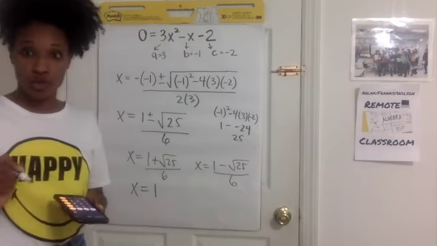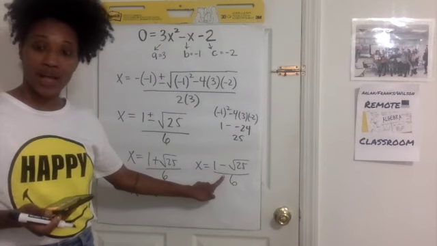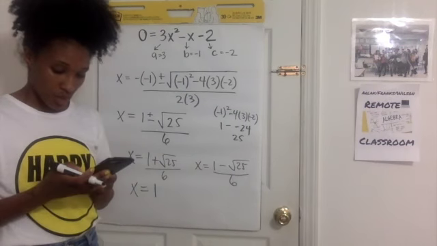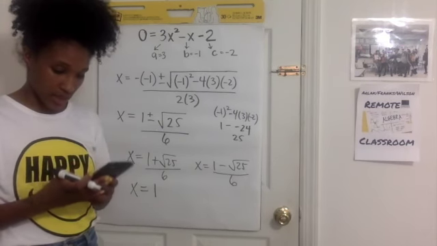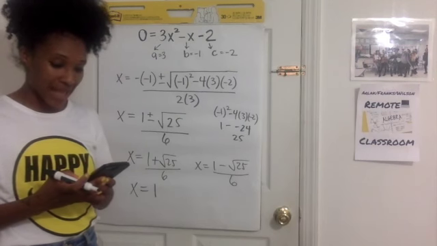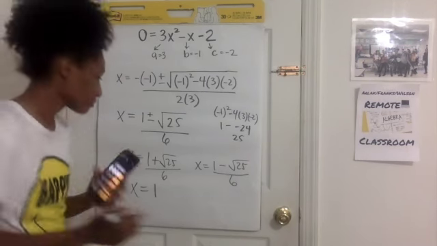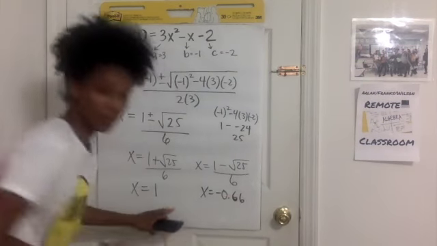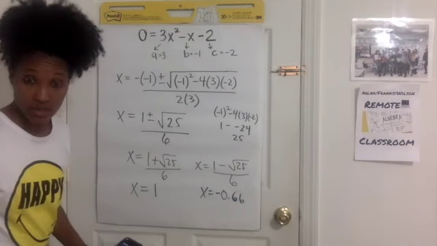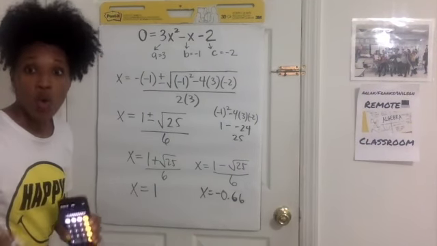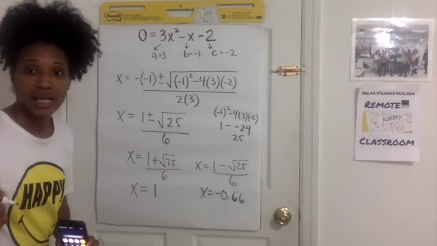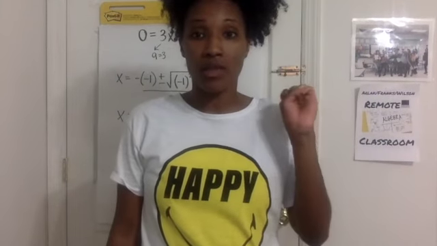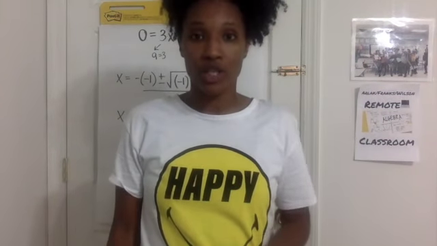1 plus 5 is 6, divided by 6 is 1. X equals 1 is my first root. And then in order to calculate this root, I'm going to do 1 minus 5 divided by 6, which is negative 0.66. So my final solutions, which are also my roots, are 1 comma 0 and negative 0.66 comma 0. So today you are using these 4 steps to solve quadratic equations.